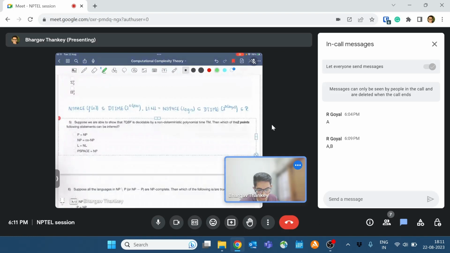The next problem is, suppose we are able to show that TQBF is decidable by a non-deterministic polynomial time Turing machine, then which of the following statements can be inferred? P equals NP, NP equals co-NP, L equals NL, and PSPACE equals NP. So which of these can be inferred?